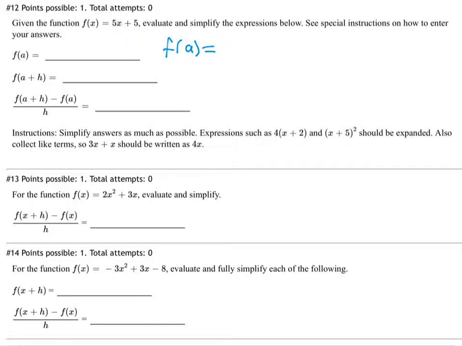All right, so what do we get? We get 5a plus 5. Just 5a plus 5, and that's it. There's really nothing more to do. We just plug in the a where the x was. Remember, the x is just holding a spot.